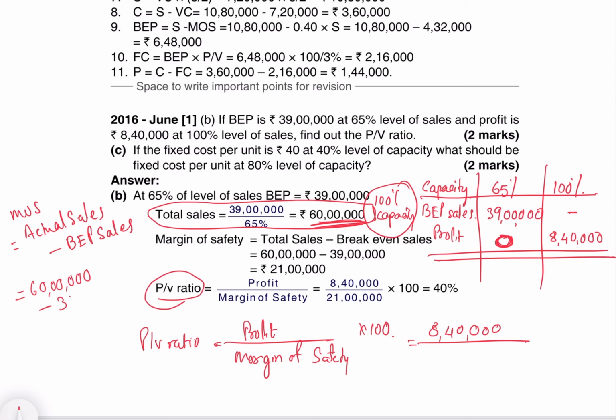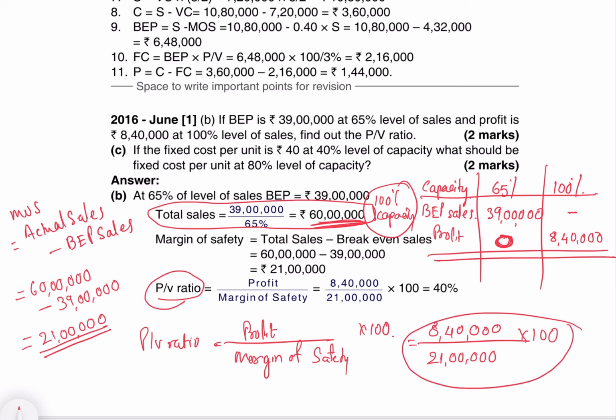So can I say my actual sales is 60 lakhs minus my break even sales is 39 lakhs. So what I get is called margin of safety, which is 21 lakh rupees. So I got the denominator also. Okay, multiply by 100, which will give you nothing but 40%, which is your PV ratio. So the answer is 40% PV ratio. Okay.